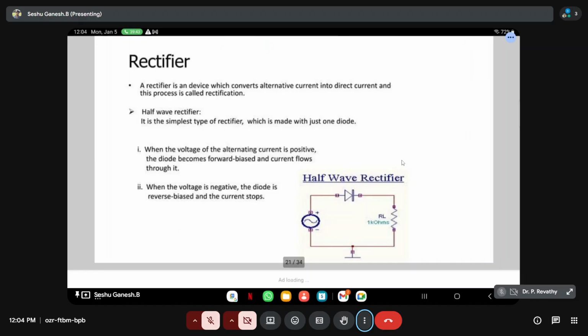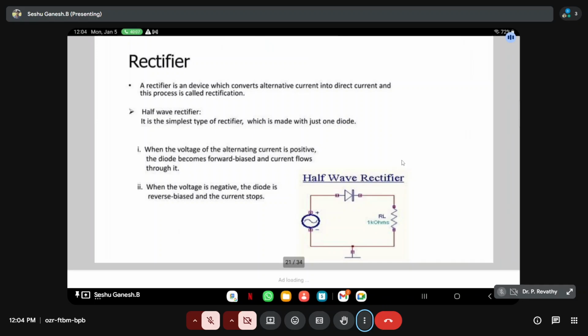Okay, so first of all, we learn about a half wave rectifier. It is the simplest form, and we are going to use only one diode here in the circuit to perform the half wave rectification, because normally a diode works in the forward bias condition and does not conduct in the reverse bias condition. So this half wave rectification can be achieved by using only a single diode, one diode.